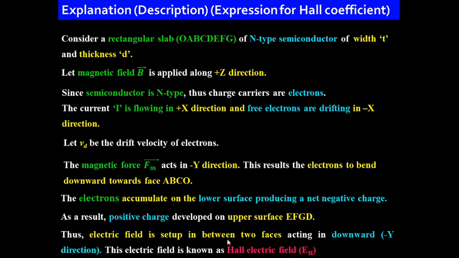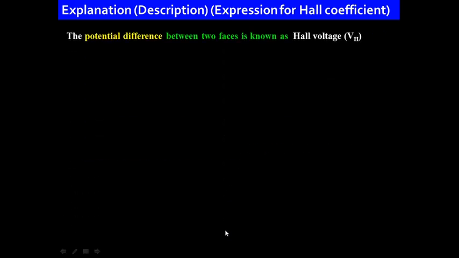So an electric field is set up between the two faces in the downward, minus y direction, and this electric field is known as the Hall electric field, represented by the symbol EH. The potential difference developed between the two faces is known as the Hall voltage, represented by the symbol VH.